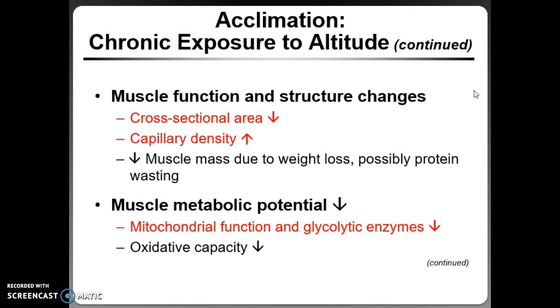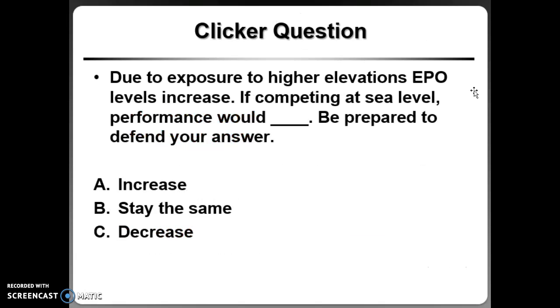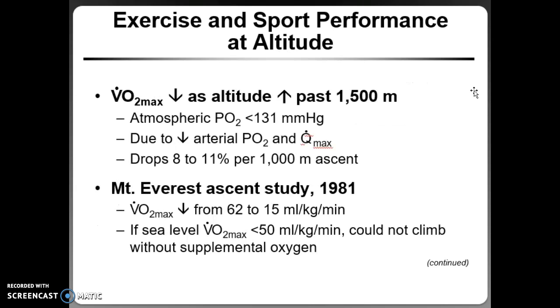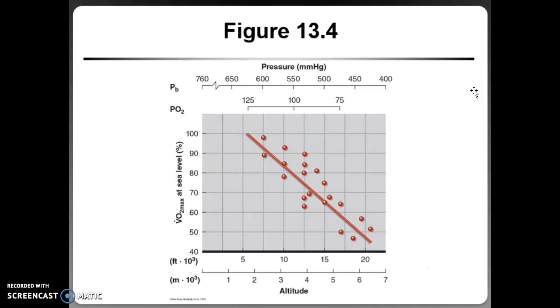In terms of muscle, due to that increased metabolic rate, we can see a decrease in the cross-sectional area. We tend to see an increase in capillary density to get more oxygen. We see mitochondrial function decrease, meaning our oxidative capacity is going to go down as well. And really all of this starts to happen as we get above 1,500 meters and the atmospheric pressure gets below 131 millimeters of mercury.